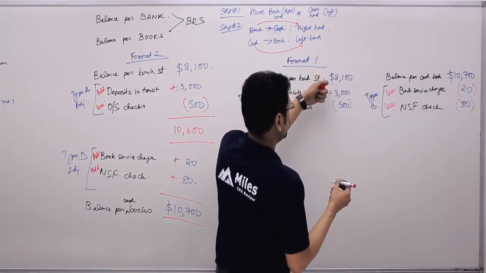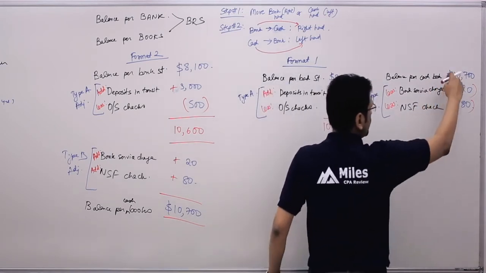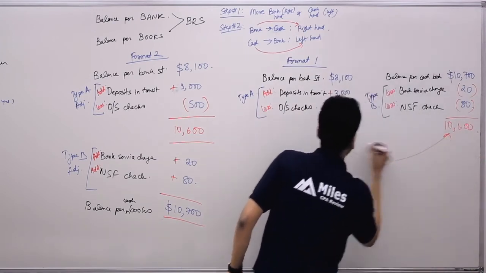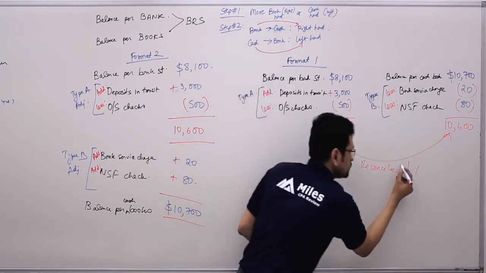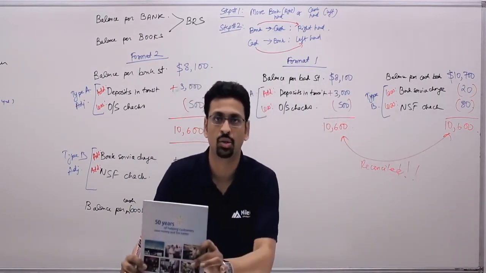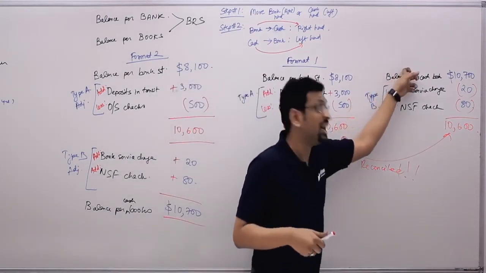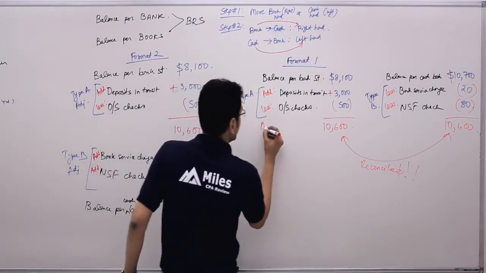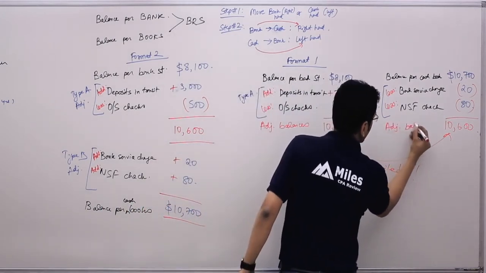Guys, if I do 8,100 plus 3,000 minus 500, 10,600. 10,700 minus 20 minus 80 gives me 10,600. I have reconciled. This is the correct number which goes into my balance sheet. So I moved from bank statement, corrected the bank number. I moved from cash book, corrected the cash book number. So these are the adjusted cash balance. So these are adjusted balances which I have reconciled.